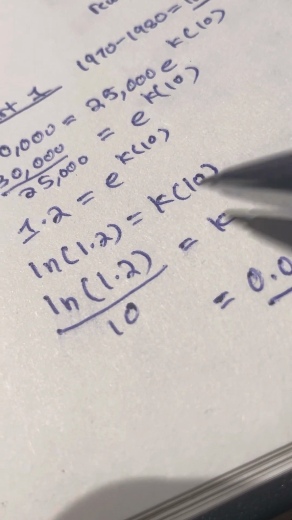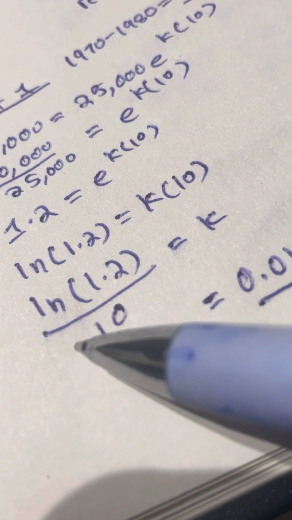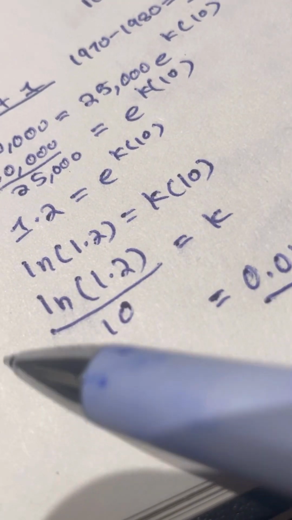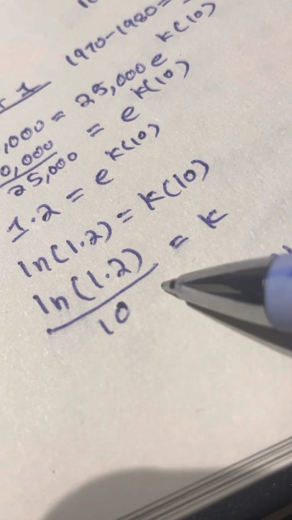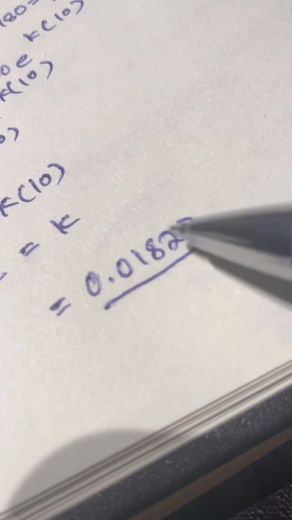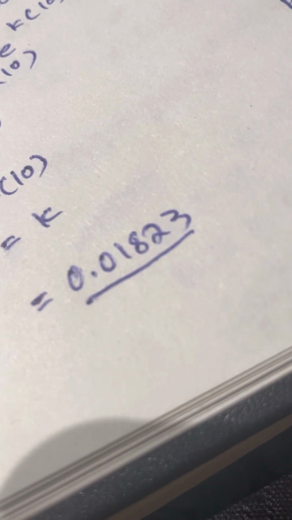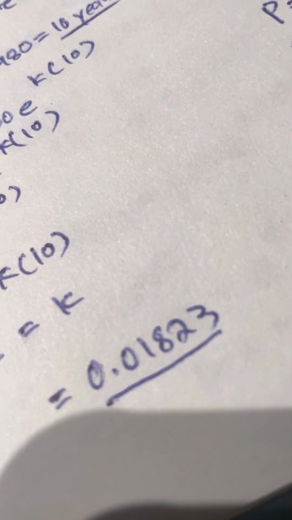So now this is very easy. We just divide the right side by 10, so we divide k times 10 by 10. And on the left side, we get the natural log of 1.2 divided by 10 is equal to k. And that's about 0.01823. Now that's your constant right here. That's your constant of growth, of however k works in differential equations regarding growth and decay.